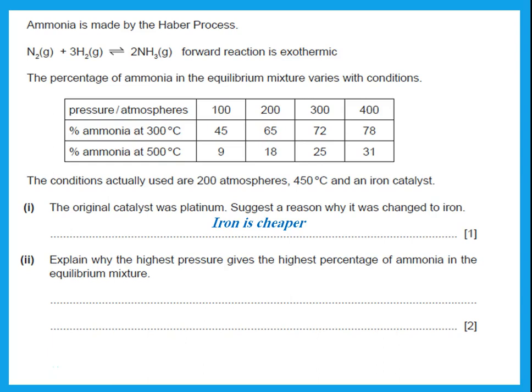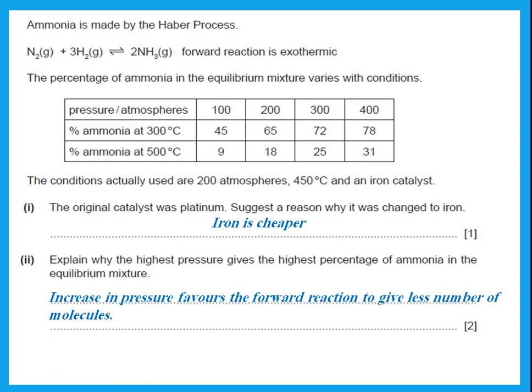Explain why the highest pressure gives the highest percentage. Now he shows that as we increase the pressure, the percent of ammonia at any of the temperatures increases. Now why is that? Because increasing the pressure will favor which side? It will force the reaction to go to the side that has less number of molecules. Now which one has less number of molecules? The forward to give ammonia. That means increase in pressure favors the forward reaction to give less number of molecules.